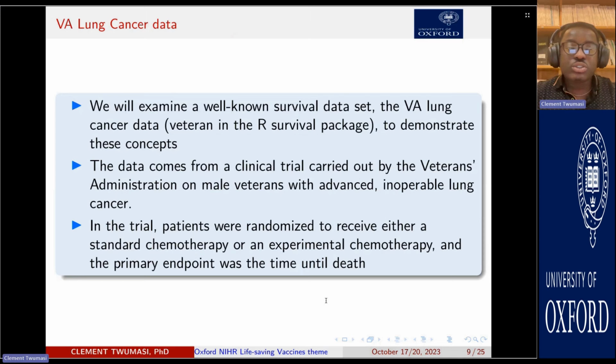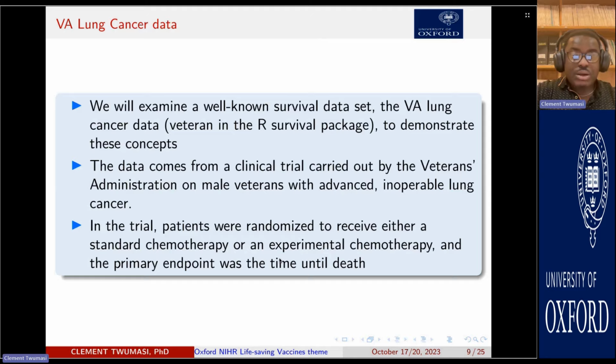So to make life easier, we are going to use a well-known data set to explain some of these things, and look at, if you are doing survival analysis, what are some of the most important things we need to achieve or report on. We are going to use data obtained from the Veterans Administration. It was a lung cancer data, obtained from a clinical trial where patients were randomized to receive either a standard chemotherapy or an experimental chemotherapy. The primary endpoint was time until death.